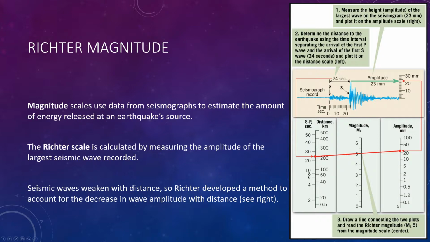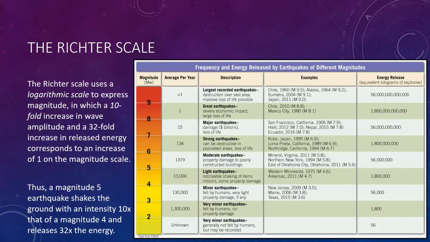So you'll get some practice with this in lab if you're in one of my courses, but you'll have to actually do an exercise like this where you determine the magnitude of an earthquake simply based on its seismograph record. So now that we at least have a quick idea on how the Richter scale was created, we can take a look at it in depth.